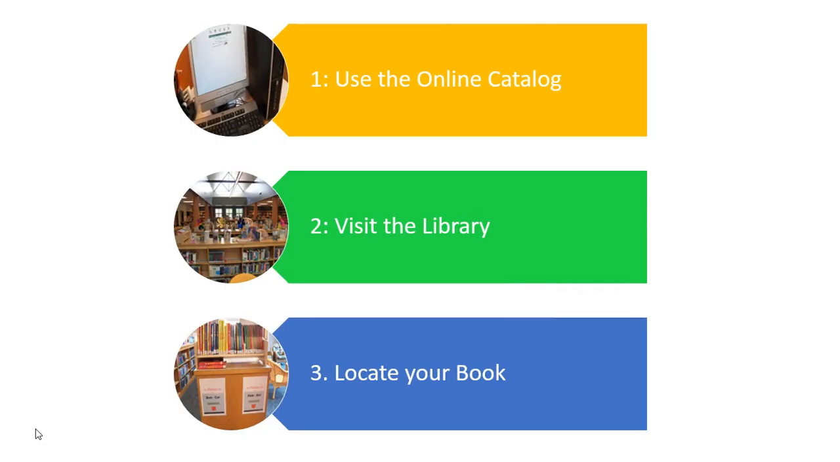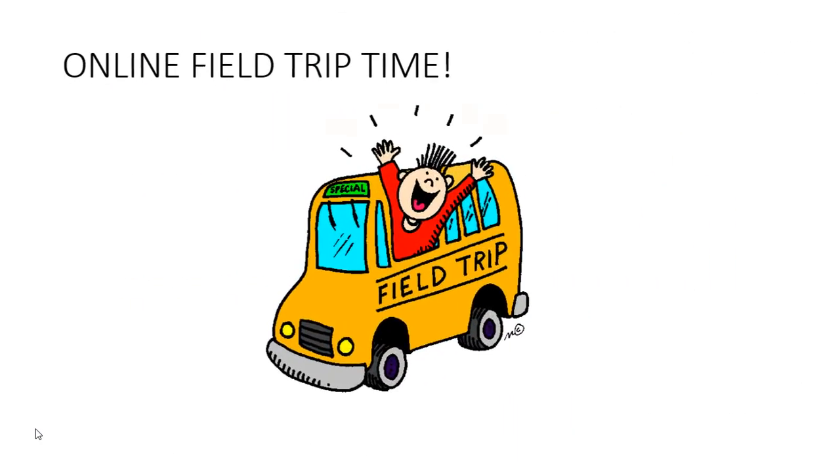Now let's get started. It's just a three-step process. First, you're going to learn how to use the online catalog to locate a book, visit the library, and then locate your book, and we'll go through that with you. But first we have to have a field trip. It's field trip time.